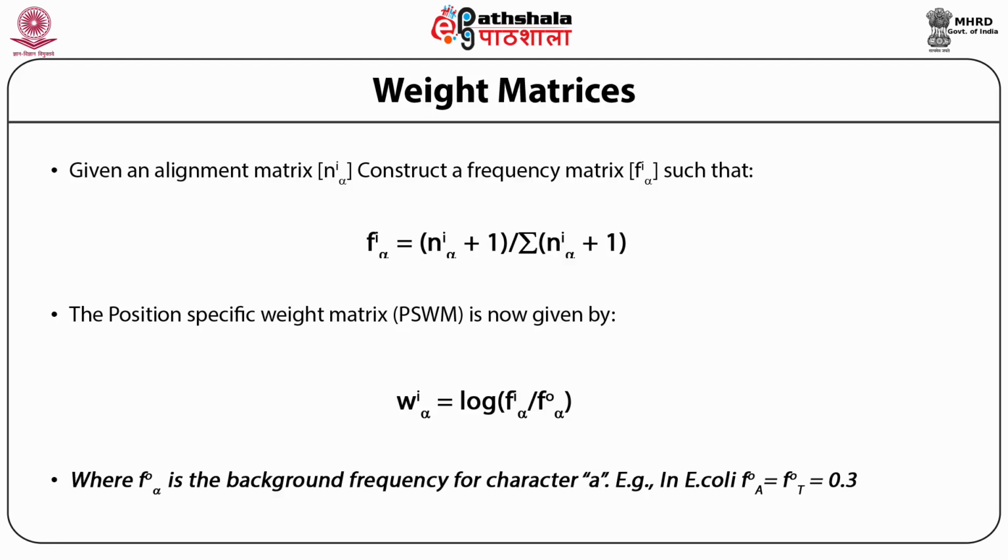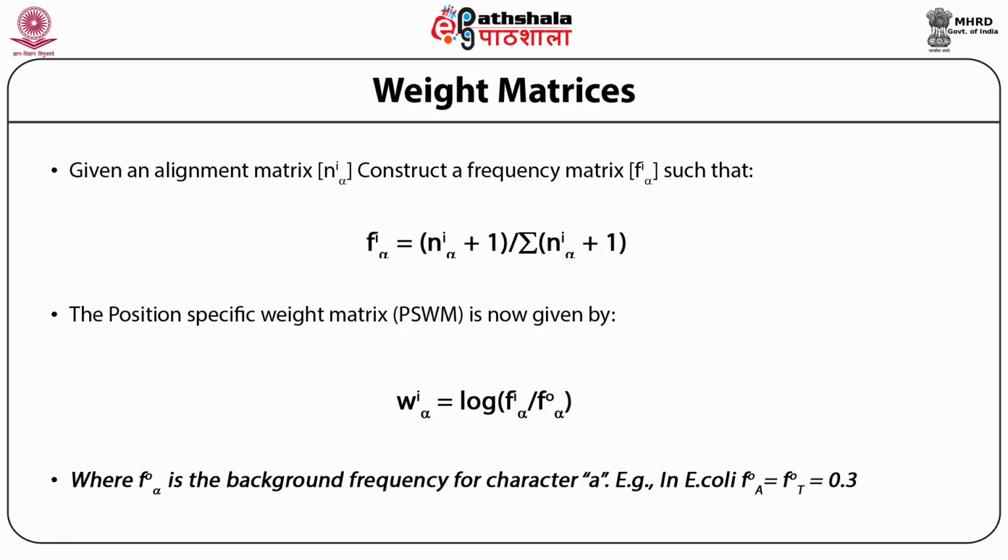Now since some amino acids might not be there at all, you get a 0 by 0 error kind of thing. To avoid that, we usually add a pseudo count of 1, so that the 0 by 0 error is completely avoided. So we get the frequency as the number of ith amino acid at that position alpha plus 1, divided by the sum total of all the amino acids plus 1. Now, while this frequency is fine, we need to normalize it again, because the alignment size can vary and those kinds of things can have an effect on the raw frequency.